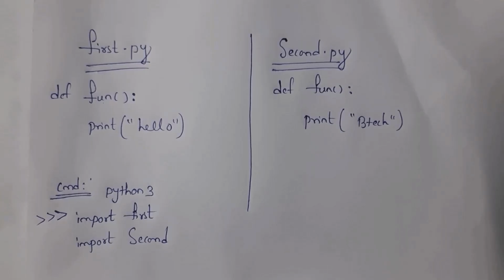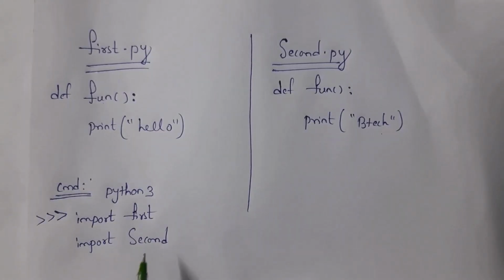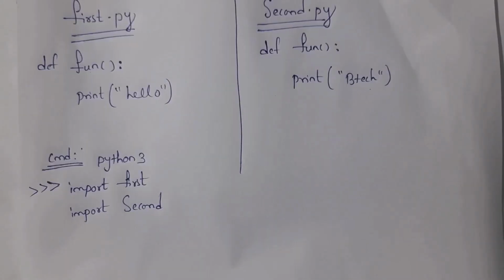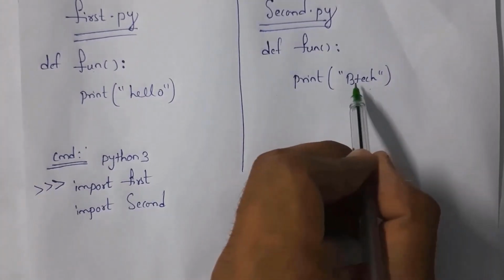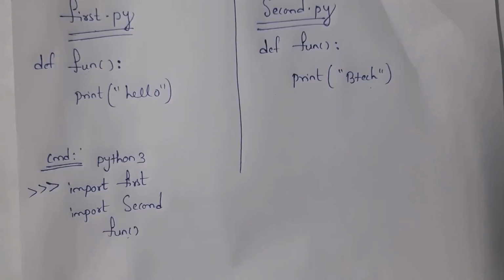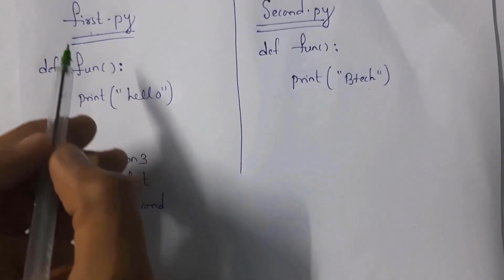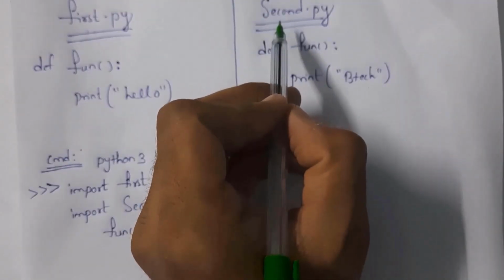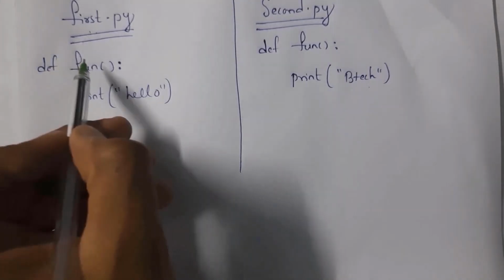Now I want to import these two modules. So whenever you write here import first, it will import the first module. And whenever you write here import second, it will import the second module. For example, I want to print Btech, which is present in the second.py module, and this Btech is present in function fun. So whenever you write here fun, as first.py contains function fun and second.py contains function fun, this program will get confused. Either it should print this function or this function.